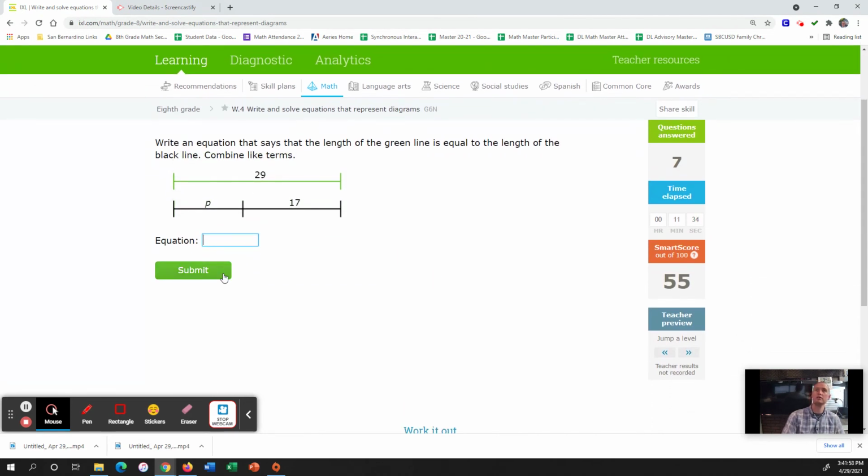Write an equation that says the length of the green line is equal to the length of the black line. Concept is still simple. In fact, without writing it down, I can just go for it. 29 equals p plus 17.